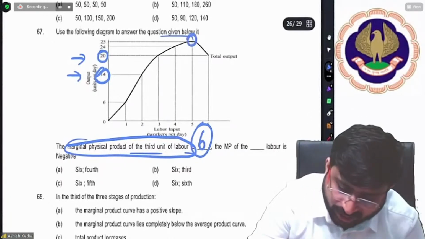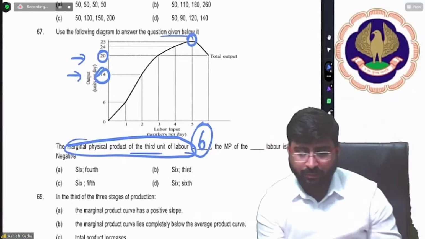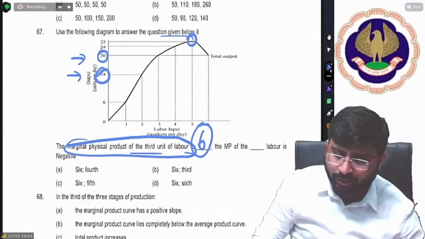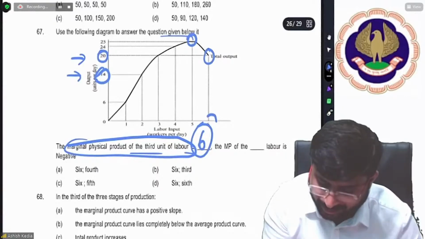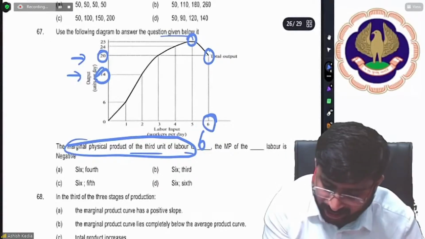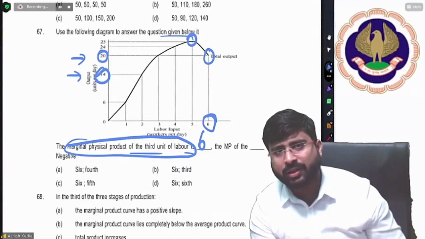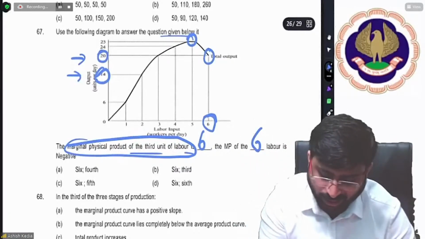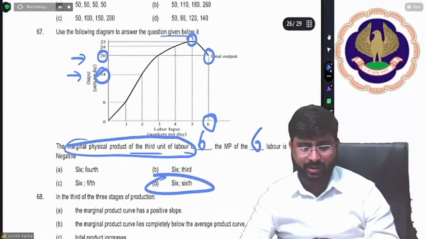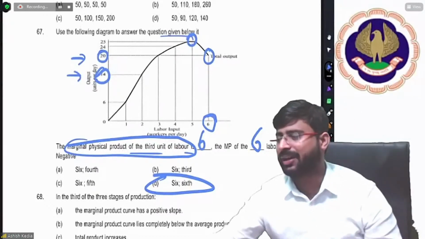Now see, once total product is maximum, beyond this MP is negative. So now here when TP falls, that is at 6th unit. When TP falls at 6th unit, MP will become negative. So answer will be here also 6. So 6 and 6. Very good question. 6 and 6 will be our answer.